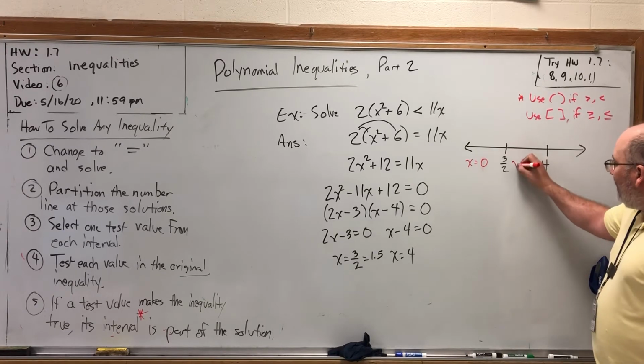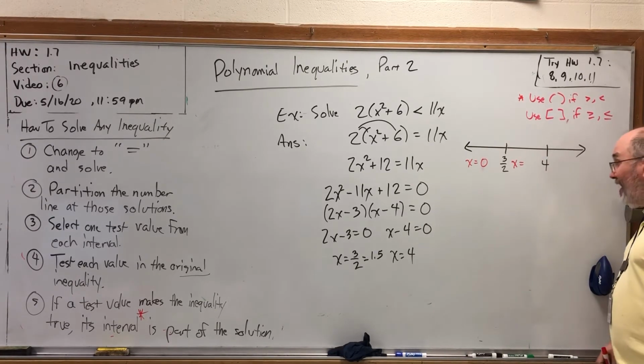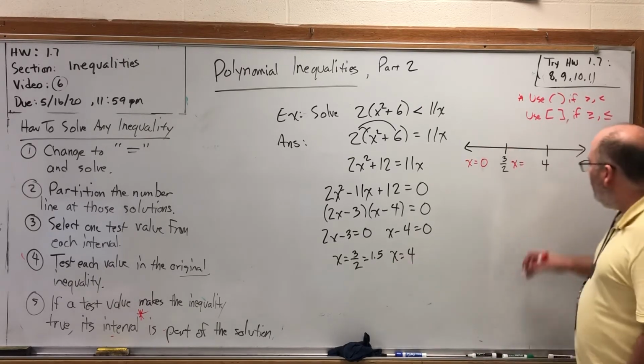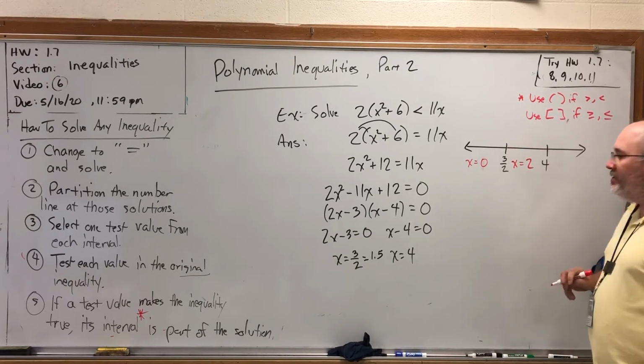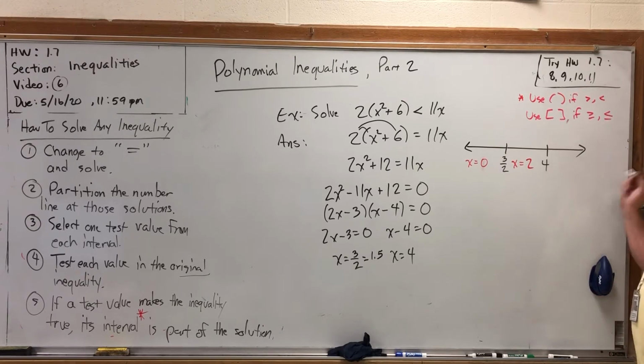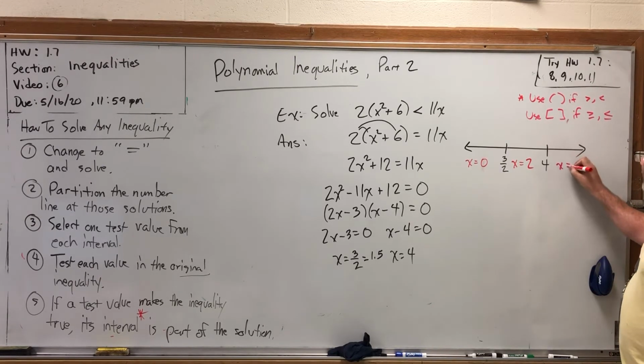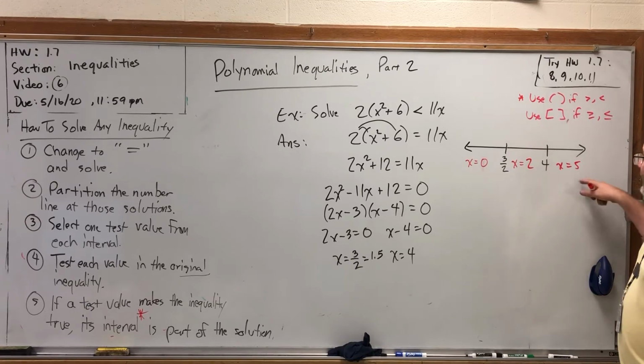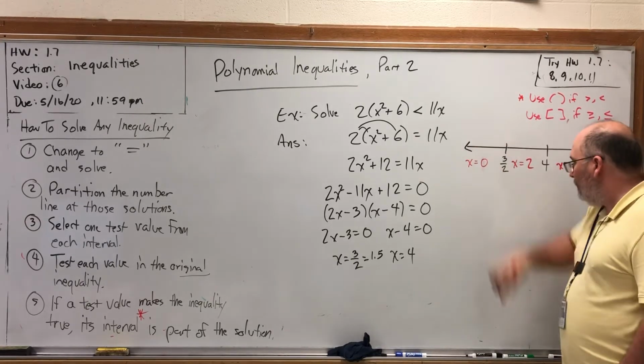Now I need to pick a test value between 3/2 and 4. In other words, a number between 1.5 and 4. How about 2? No need to get fancy. And something to the right of 4. How about 5? And remember, these are called test values because we test them in the original inequality. So each one of these is going to go all the way back up here.